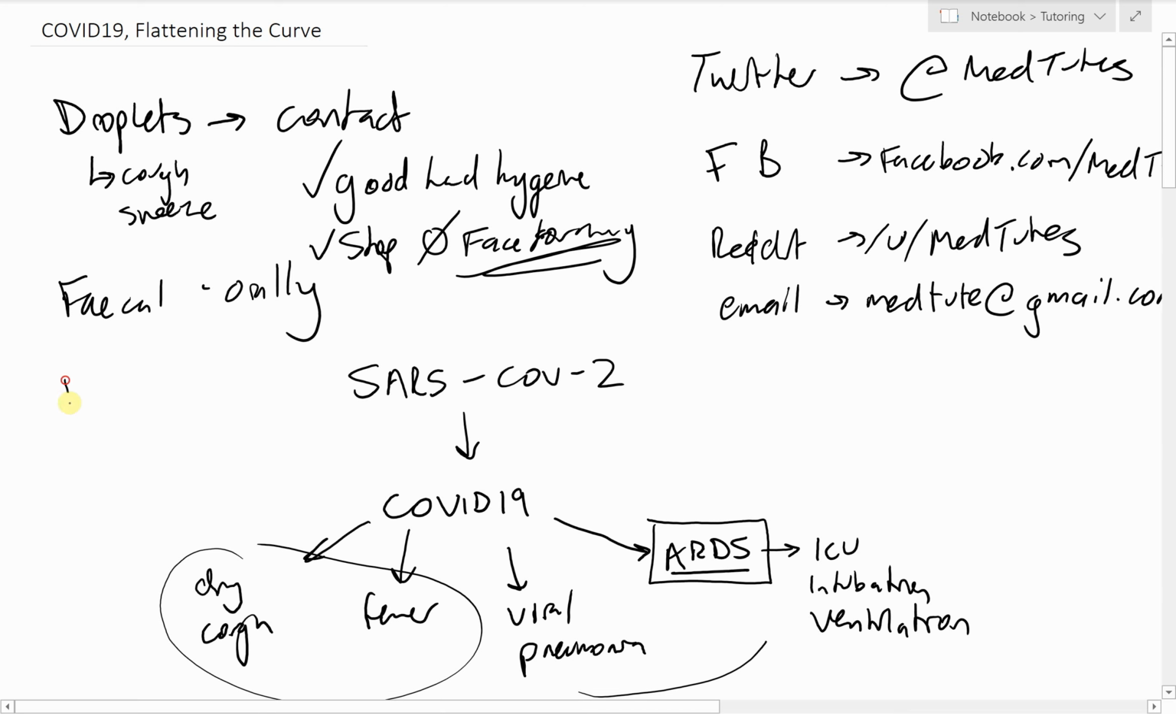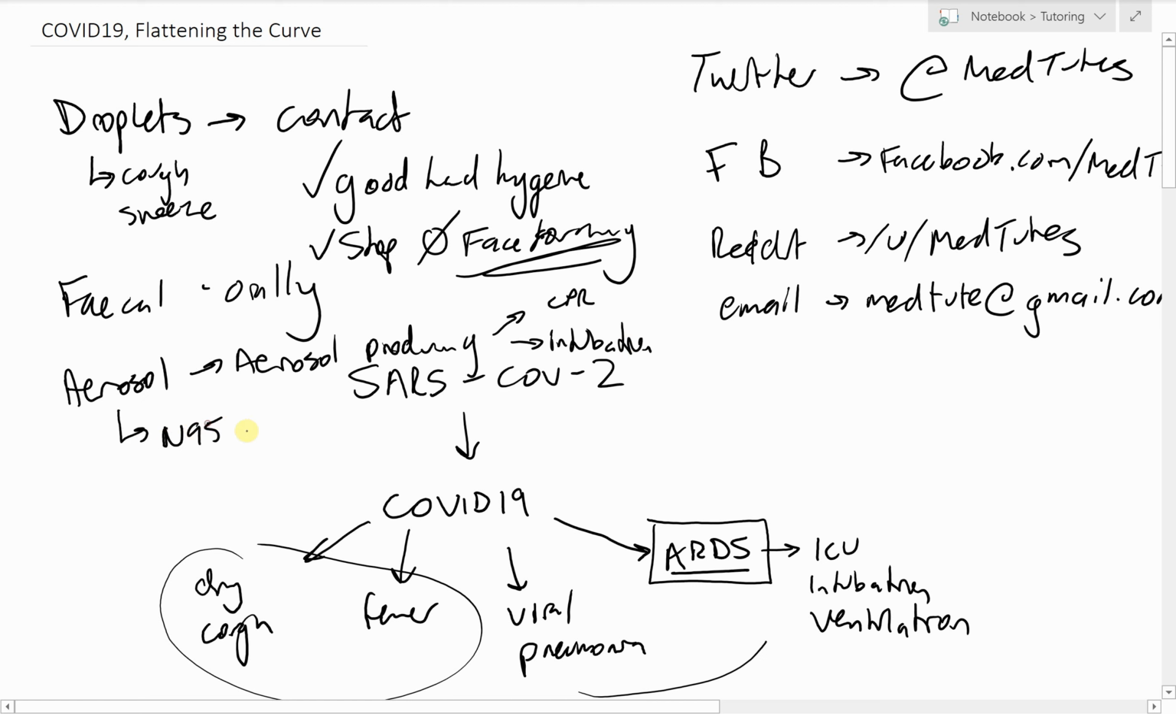It can be spread via aerosols during aerosol-producing procedures. That's things like CPR and intubation. These are the cases in which you need the N95 masks.